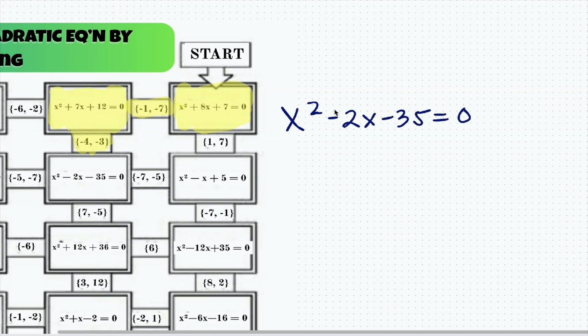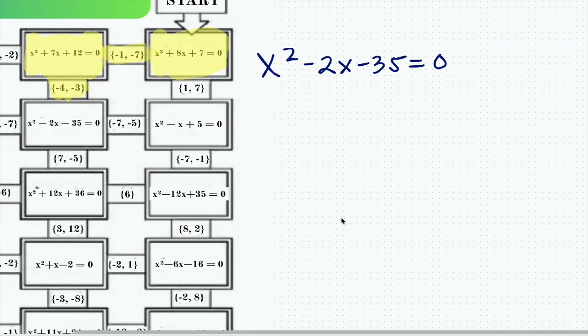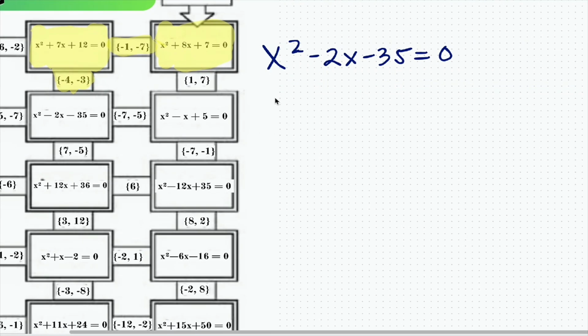Go ahead and pause this video if you want to solve this one first with me. Find out the two factors. The factors of x squared are x times x. For the two numbers, when you multiply, it is negative 35, and when you add, it is negative 2. Let us use 7 and 5.